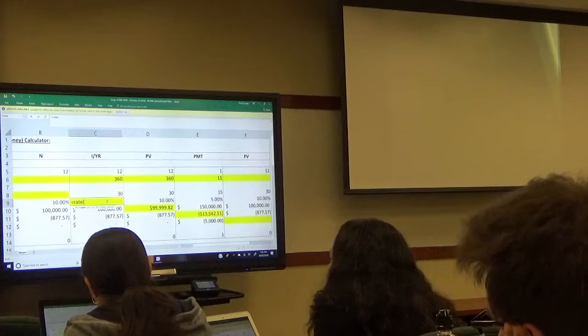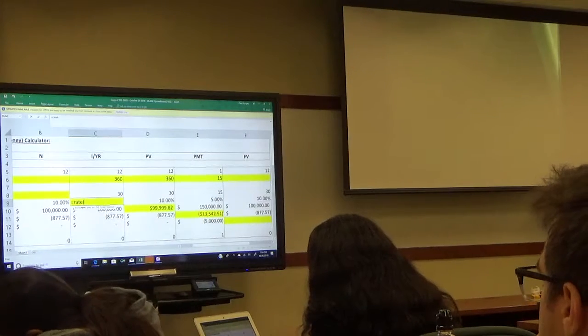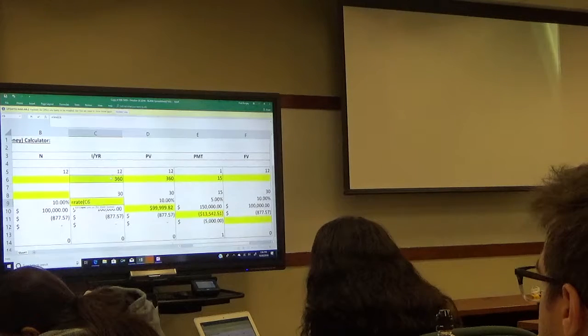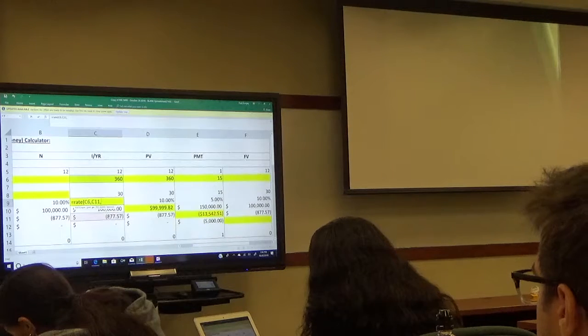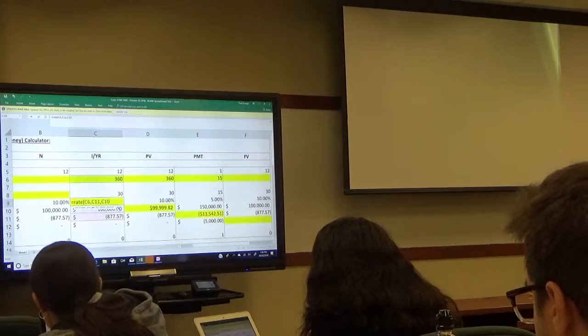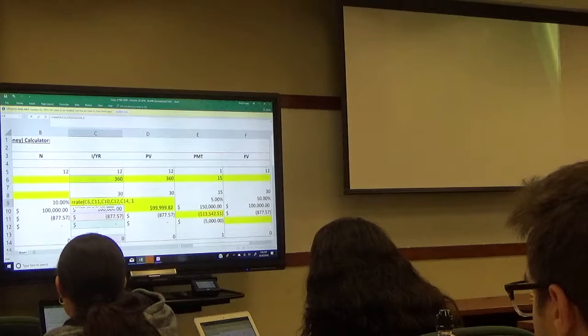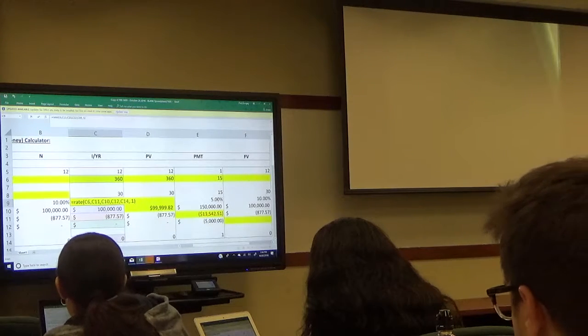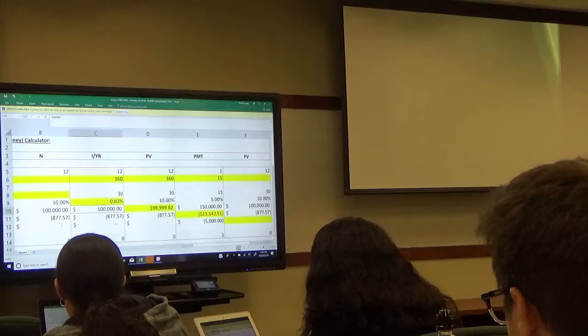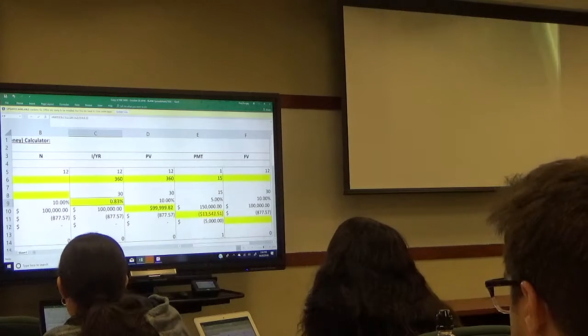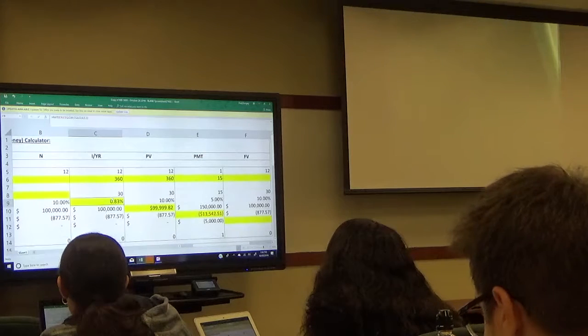sufficient. Okay, so let's walk our way through this. The number of periods, C6, comma, the payment, C11, comma, present value, C10, comma, future value, C12, comma, type, C14, comma, and then for the guess, I'm just going to put in a hard-coded 0.1, see if that works. Now, we're not going to get the answer we're seeking. Why do you think we're not going to get the answer we're seeking? Not because of the guess.